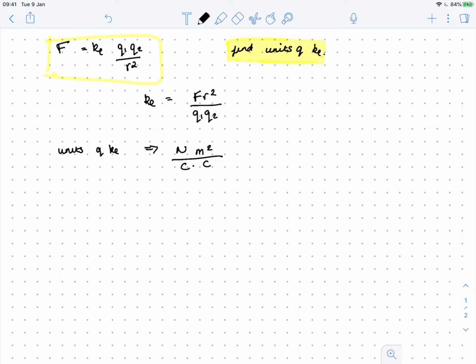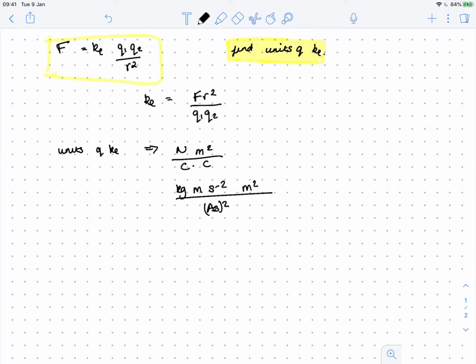Now, I could theoretically leave the unit at this, but I promise you it should tidy up a little bit if I start to replace some of these derived SI units by their fundamental SI units. And so here a Newton is a kilogram meter per second squared. Meters squared are already fundamental, and a coulomb times a coulomb, well, that's a coulomb squared, and a coulomb is an amp second. So amp second all squared here at the bottom.